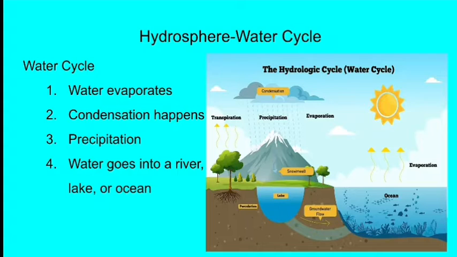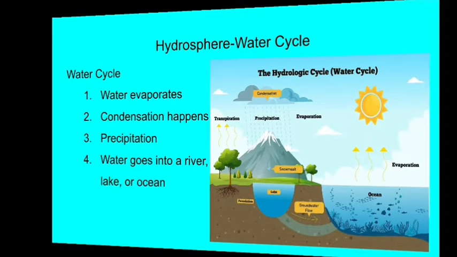Now I want to talk about the water cycle. In the water cycle, first water evaporates, then condensation happens, then precipitation comes as rain or snow, then water goes into a river, lake, or ocean. In this image, you can see first water is evaporating from the ocean, then condensation is happening in the clouds, then precipitation is coming as rain, then it's going to a lake, then to an ocean.